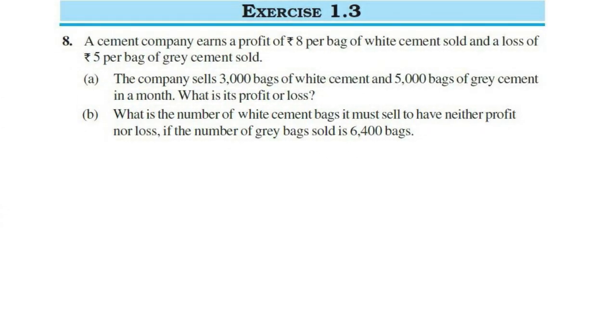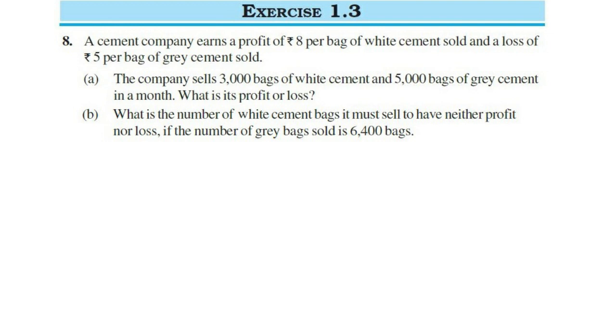The problem is a cement company earns a profit of 8 rupees per bag for white cement sold and a loss of 5 rupees per bag for grey cement sold. So the first question A is, the company sells 3000 bags of white cement and 5000 bags of grey cement in a month. What is its profit or loss?